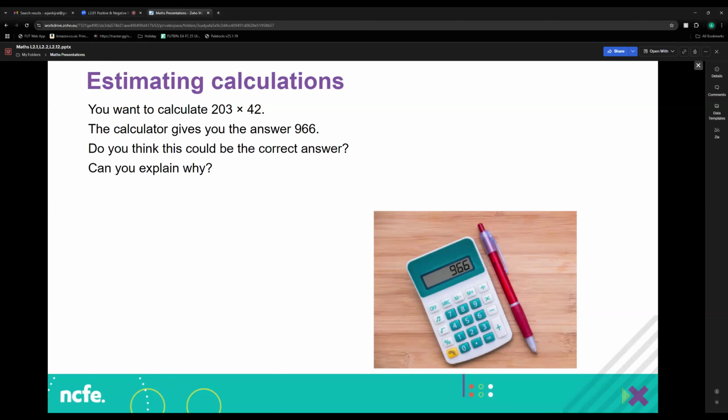So you want to calculate 203 times 42. The calculator gives the answer 966. Do you think this could be the correct answer? Can you explain why? What do you think, Asad? Do you think 966 is the correct answer to that sum? 203 times 42. Yes, but the answer is not correct, because it doesn't want the correct answer. It wants something around the correct answer.